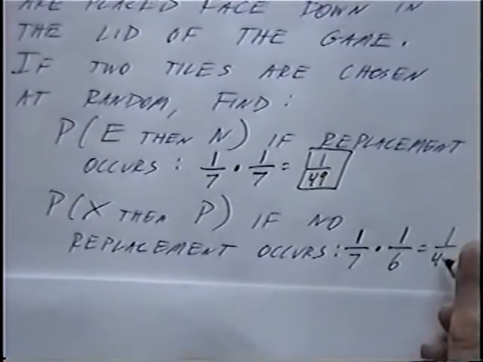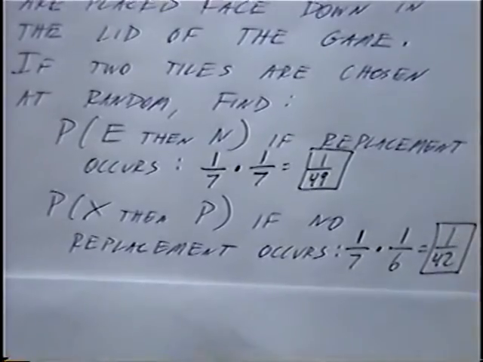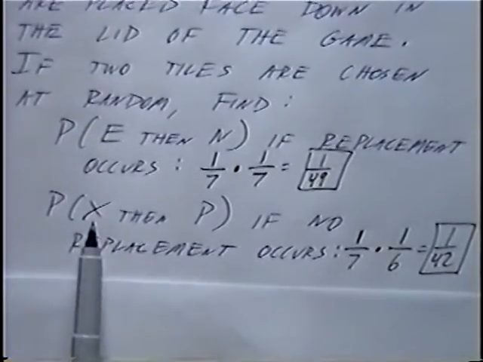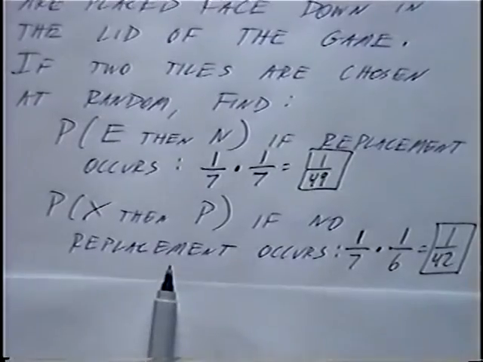Multiplying across, our final answer for this problem would be 1 over 42, which is the chance of drawing an X, then a P, if no replacement occurs.